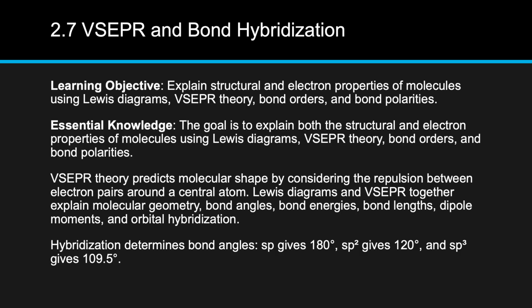Lewis diagrams and VSEPR together explain geometry, bond angles, bond energy, bond lengths, dipole moments, and hybridization. And then hybridization is going to set bond angles. So for example, if you have an sp hybridized molecule that only has two terminal atoms with no lone pairs on the central atom, that is going to give you a 180-degree angle.